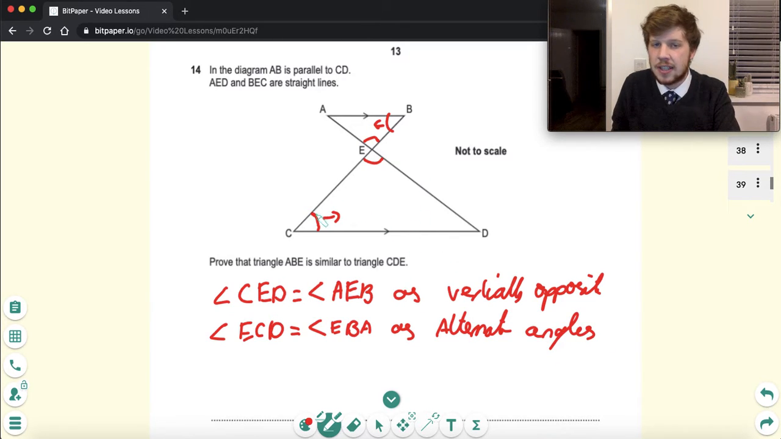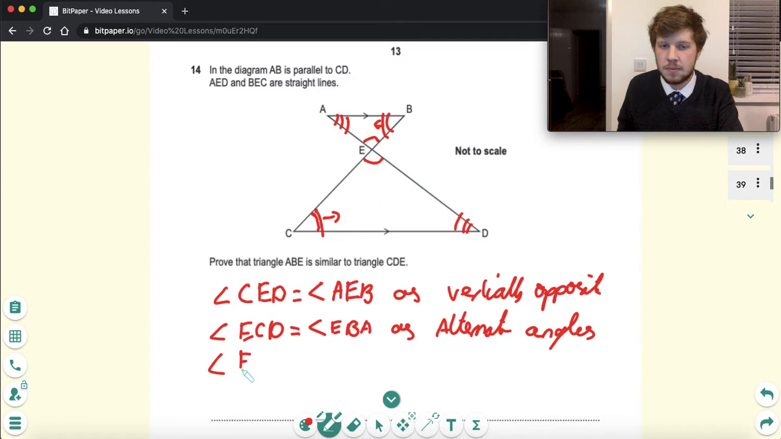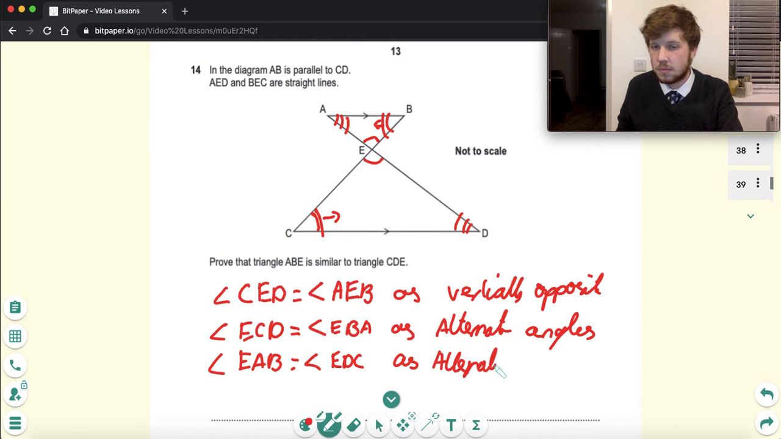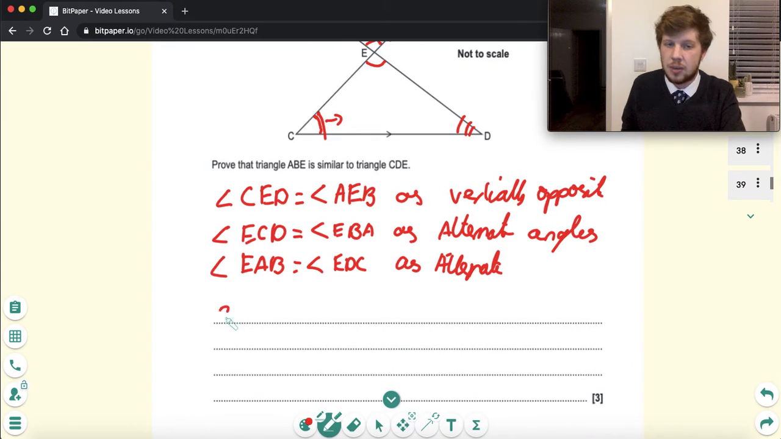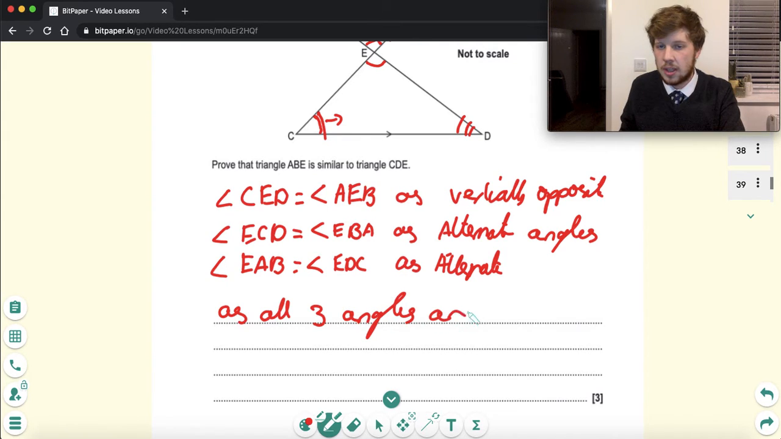And finally, I could use that same idea for the angle at A. I'm just going to indicate with triple lines that they're going to be equal. So angle EAB is going to be equal to angle EDC. And again, for the same reason, because they are alternate. I'll just finish this with a closing statement that as all three angles are equal, therefore the triangles must be similar.